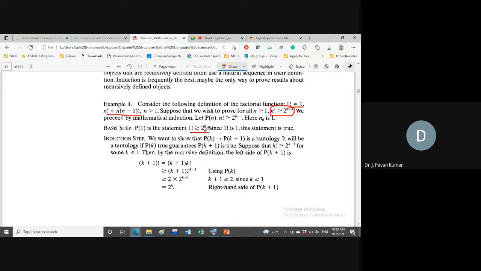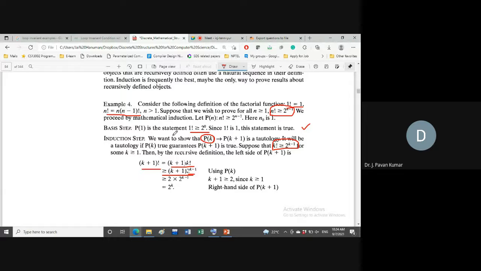So P of 1 is true. Why? Because 2 power 0 is 1, so 1 is greater than or equal to 1. So it is true. Next, we are assuming that P of k is true. So k factorial is greater than or equal to 2 power k minus 1. This is what we can assume. Next, for k plus 1 we have to prove: k plus 1 factorial is k plus 1 into k factorial, and k factorial we know is greater than or equal to 2 power k minus 1. So we can substitute here, then it will become k plus 1 into 2 power k minus 1.